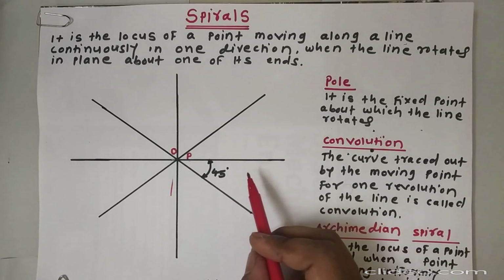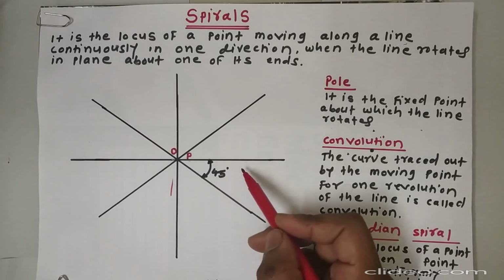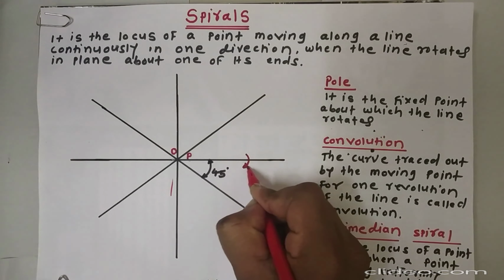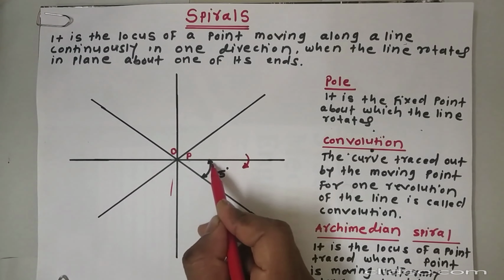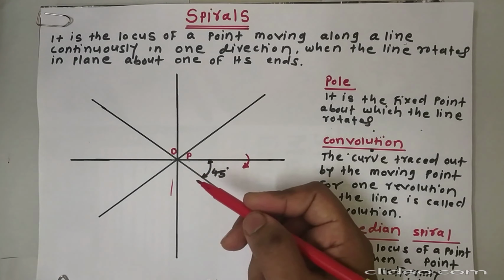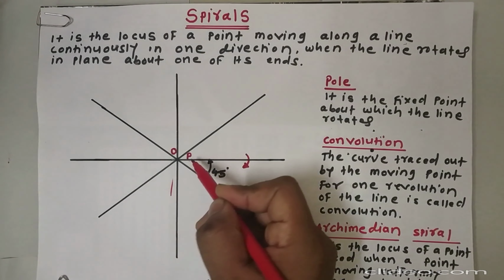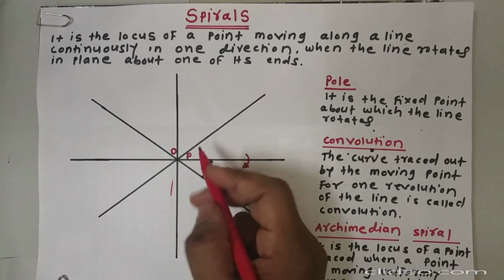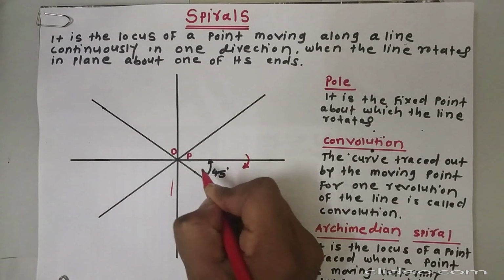Now let's say this link takes a rotation in clockwise direction like this, by an angle of 45 degrees. Then what will happen? This point P moves away in one direction. Let's consider it over here and name this point P1.